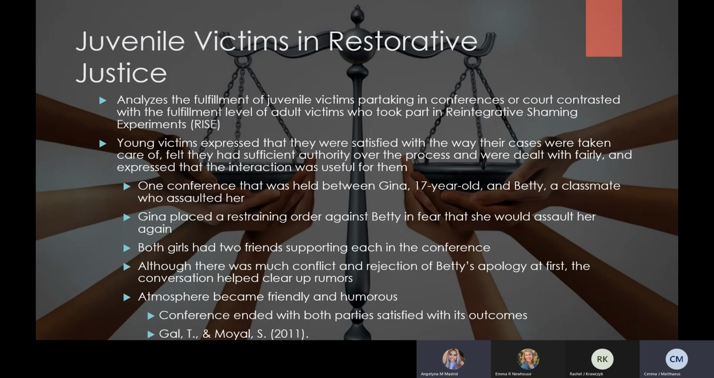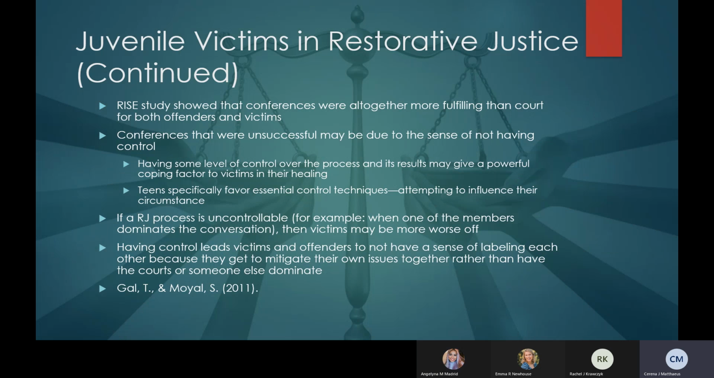Thank you. The atmosphere became friendly and humorous, and the conference ended with both parties satisfied with its outcomes. The RISE study showed that conferences were altogether more fulfilling than courts for both offenders and victims. The conferences that were unsuccessful may be due to the sense of not having control of the way the case or the conversation is driven.